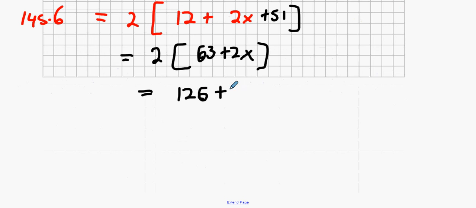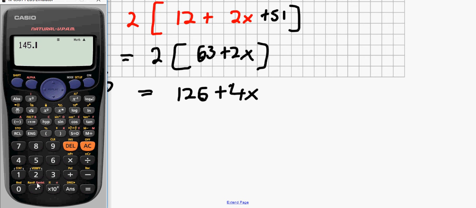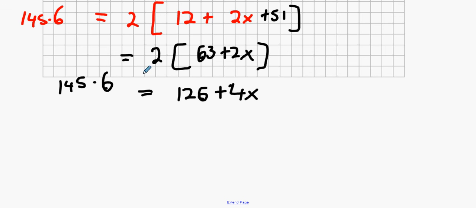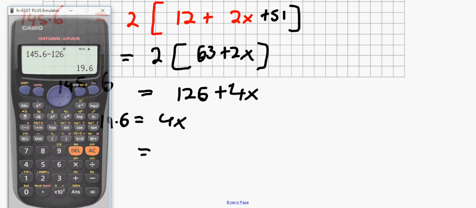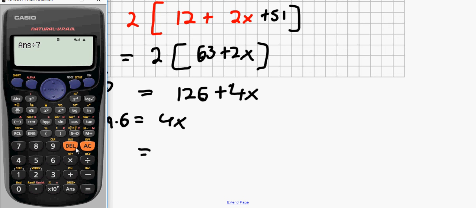126 plus 4x, unfortunately. Now, 145.6, take away 126, is 19.6. So 4x equals 19.6. Divided by 4. I think it's 4.9 or something like that. 4.9.